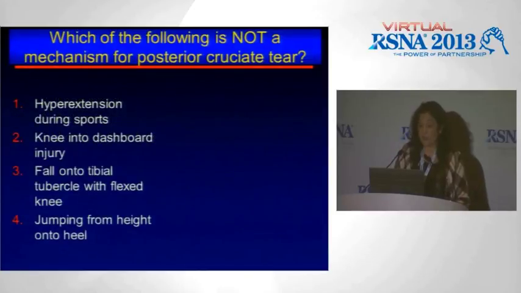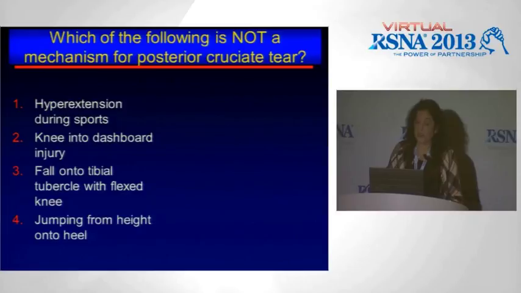This is your next question. Which of the following is not a mechanism for a posterior cruciate ligament tear? And the choices are: number 1, hyperextension during sports; number 2, knee into dashboard injury; number 3, fall onto the tibial tubercle with a flexed knee; and number 4, jumping from height onto heel.